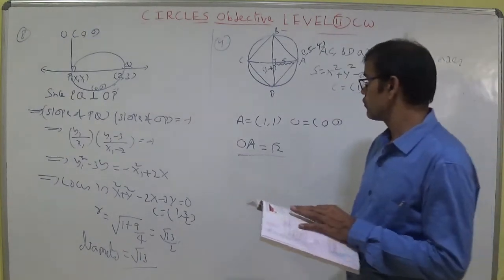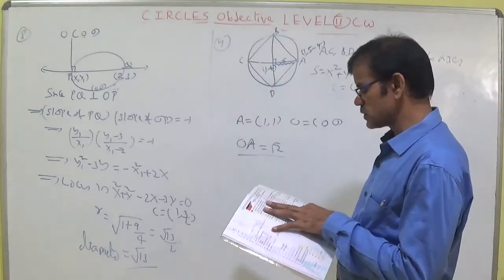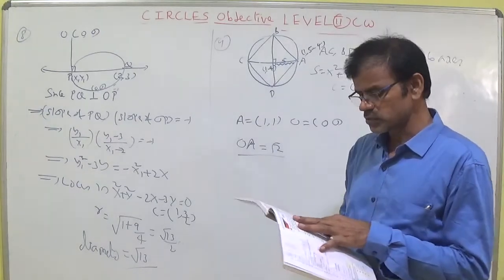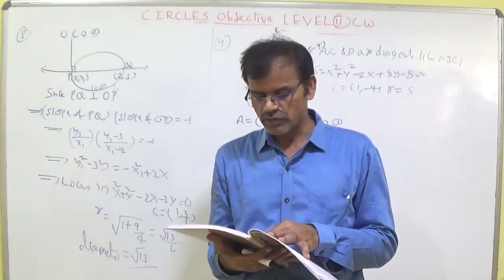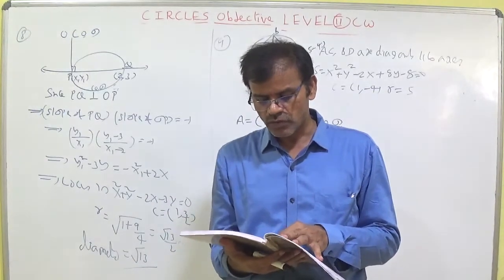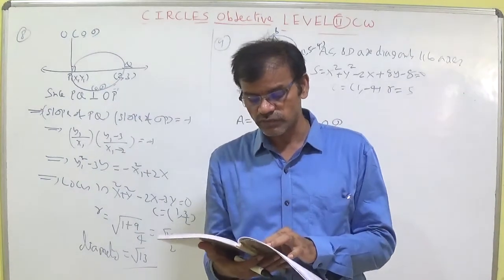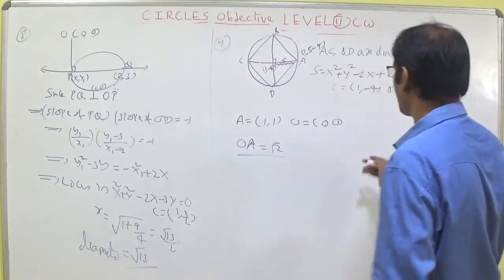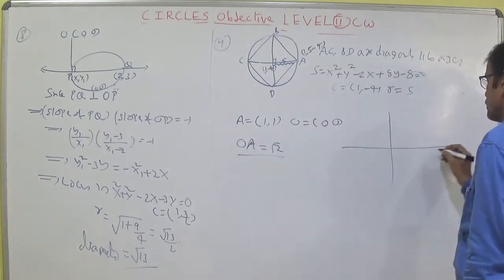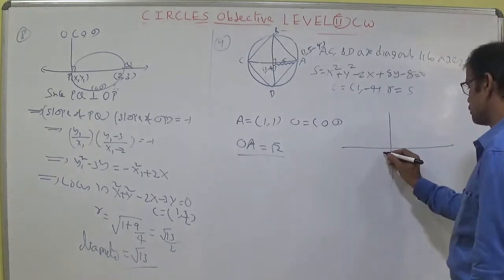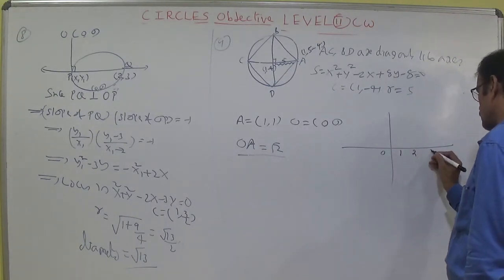A square is inscribed in the circle x square plus y square minus 2x plus 8y minus 8 equal to 0, whose diagonals are parallel to axis, and a vertex in first quadrant is A. Whatever the vertex is there, it is in the first quadrant. You should try to understand that. If you draw a diagram like this, it will be clear. Put here 0, 0, 1, 2, 3, 4.